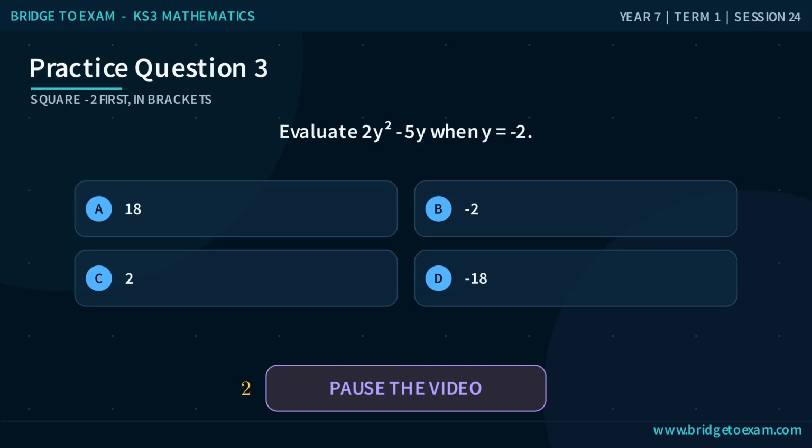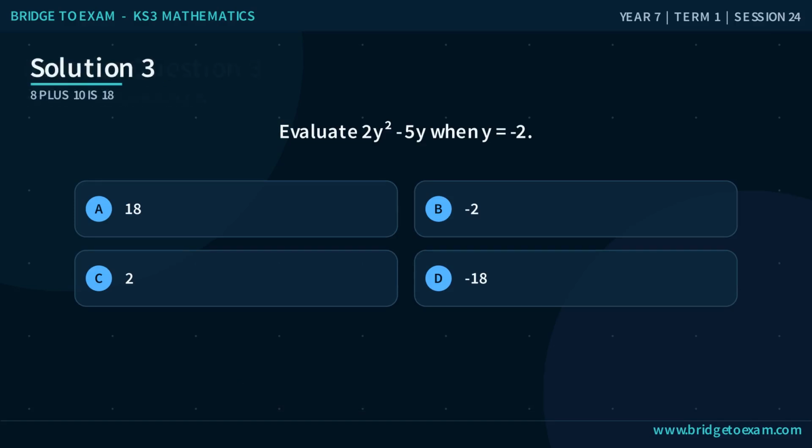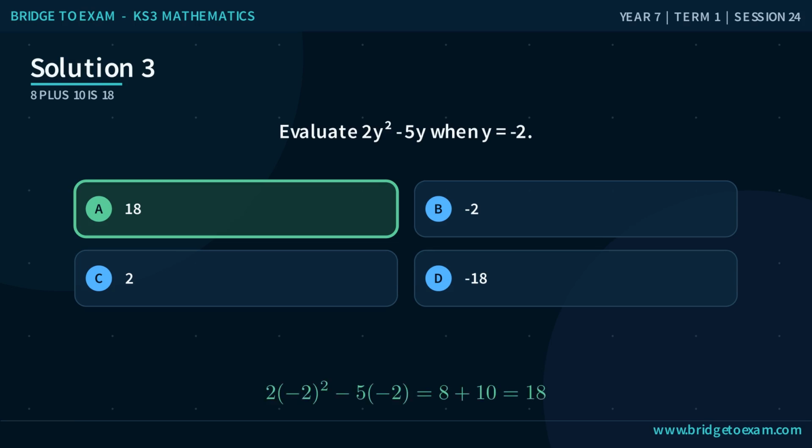Option A is correct. 18. 2 times negative 2, in brackets squared, is 2 times 4, 8. Minus 5 times negative 2 is plus 10. 8 plus 10 is 18.